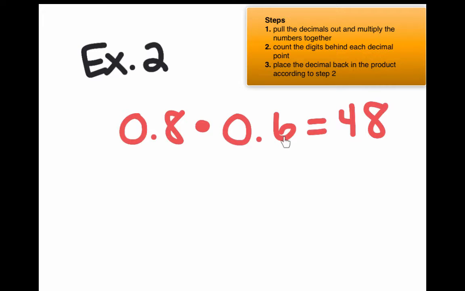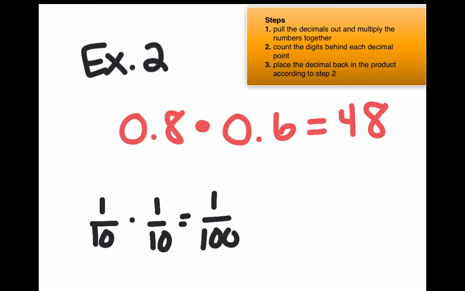Should we have a digit in the 100th place if we're taking a 10th times a 10th? Yes, because, don't write this down, just like before, 1/10 times 1/10 gives me 100th. So that means I need a digit in the 100th place. If we use our steps given in our notes, it says pull the decimals out and multiply the numbers together.